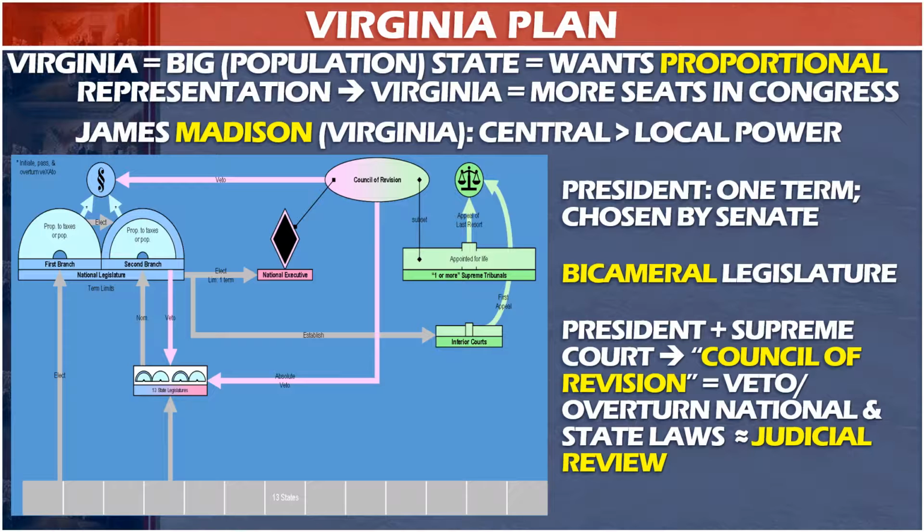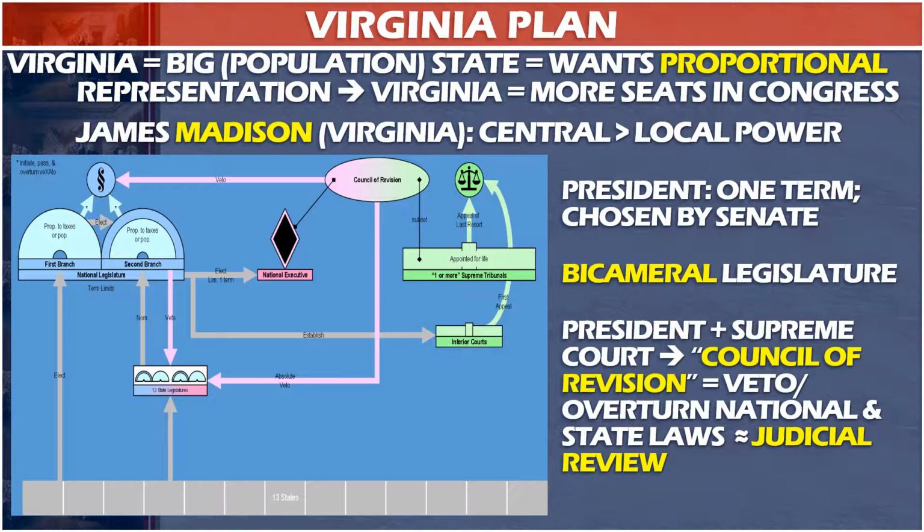There were several other aspects of that. He had an executive, not called the president at that time, and it was limited to one term, but the term was longer than the 4-year term that presidents serve today. But instead of being selected by the Electoral College or by direct vote of the people, the president would be chosen by the Senate. It did have what was called a bicameral legislature.